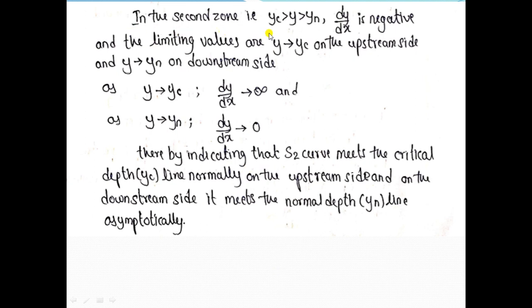In the second zone, when the depth of flow is in between the critical depth and normal depth, the slope of free water surface is negative. So, the limiting values in this case are y tends to yc on the upstream side and y tends to yn on the downstream side. So, as y tends to yc, dy by dx tends to infinity, and as y tends to yn, dy by dx tends to 0. Thereby, the S2 curve will be meeting the critical depth line normally on the upstream side, and on the downstream side it meets the normal depth line asymptotically.